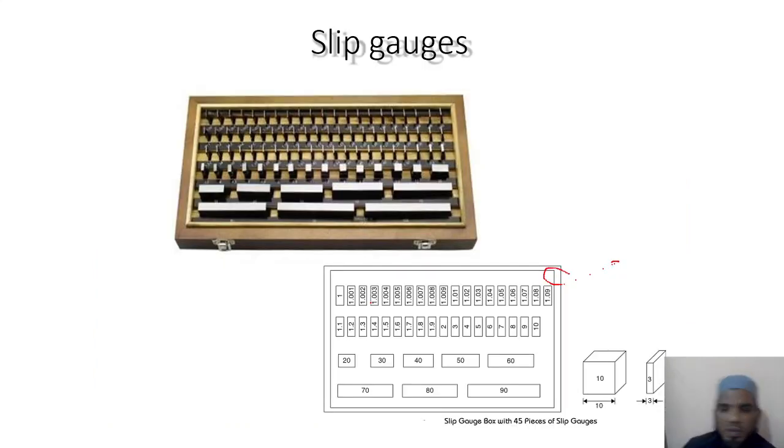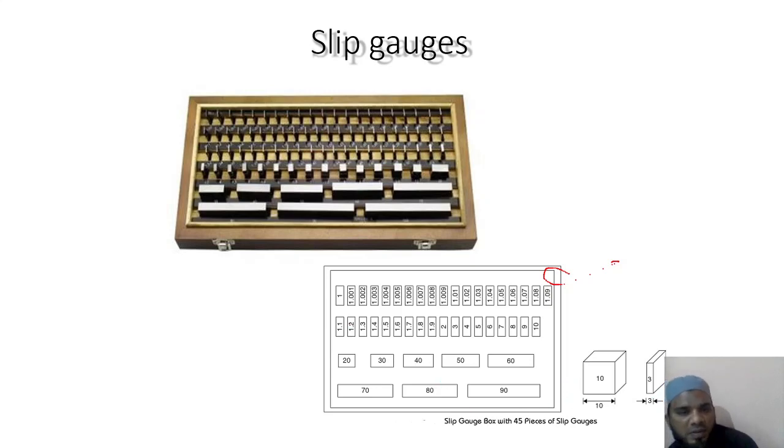Next is slip gauges. Slip gauges are smooth workpieces. They are generally made of a special type of metal, which most of the time is magnetic. If you rub them, you will be able to combine them with one another. They are either made of some special ceramic material or some special type of metal, and are a square block like this.